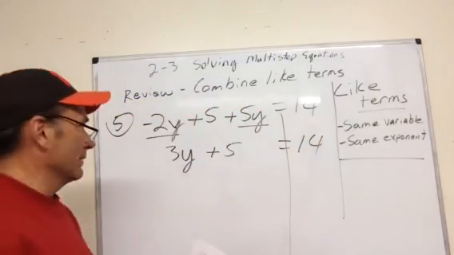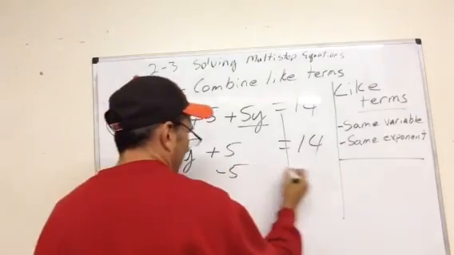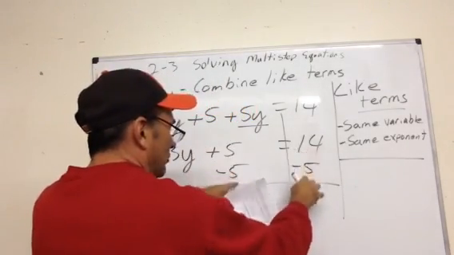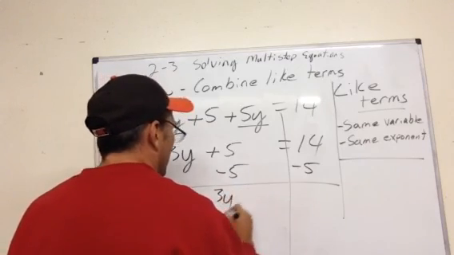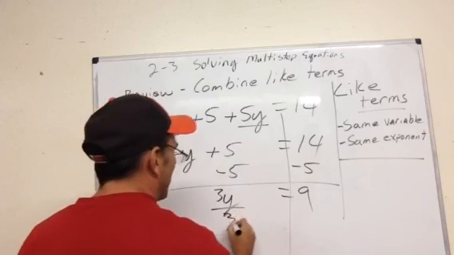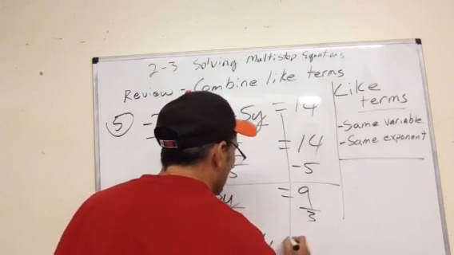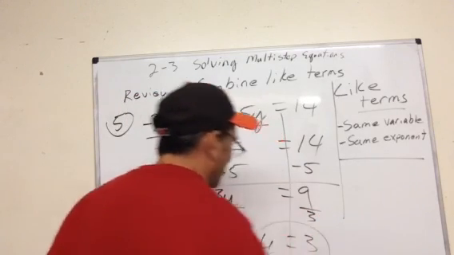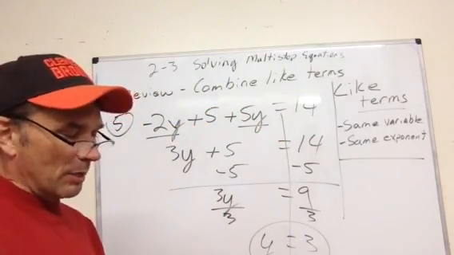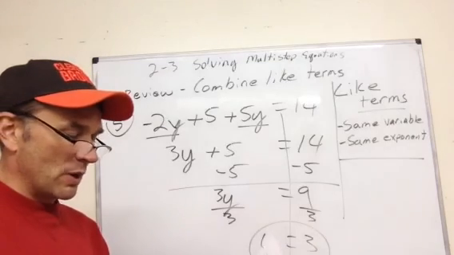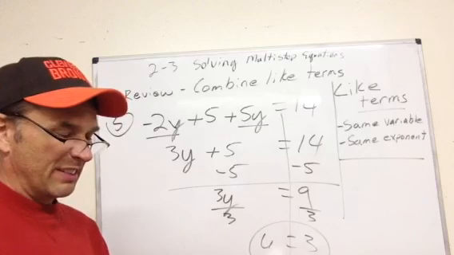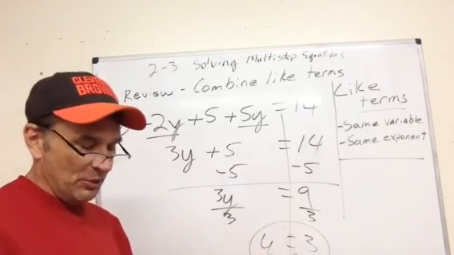Now add opposites: negative 5 and negative 5. These are on opposite sides, so we add opposites. 3y equals 9, and your last step, we divide by 3. And we do get y equals 3. There's number 6 and 7 there. I want you to try them on your own. Even though they're decimals in number 7, you're still going to do it the same way.